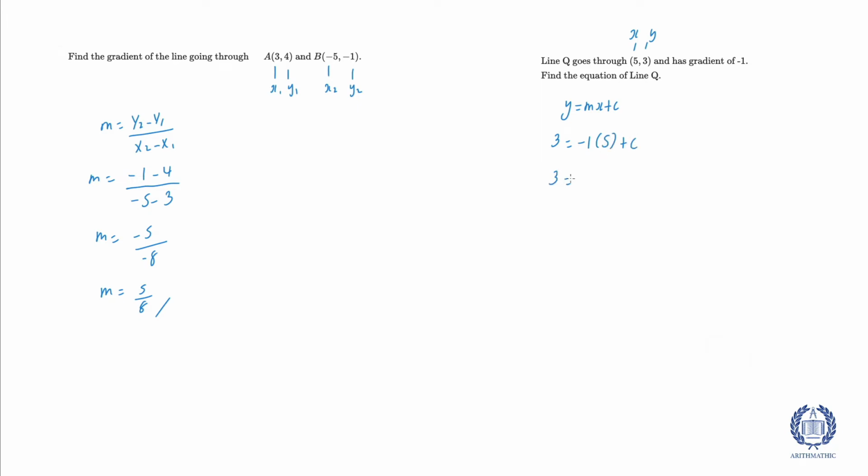So that's going to be 3 is equal to -5 plus c. So c is going to be equal to 3 plus 5, which is 8. So my equation of the line is going to be y is equal to -x plus 8. And that should be your answer. So if you got this, well done. If you haven't, check where you went wrong.